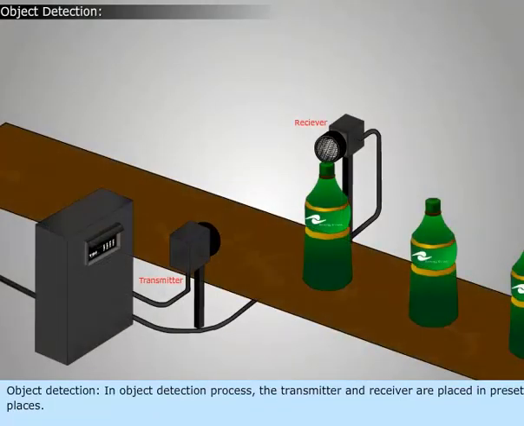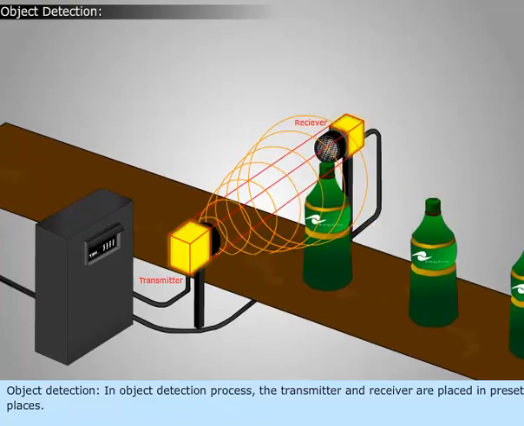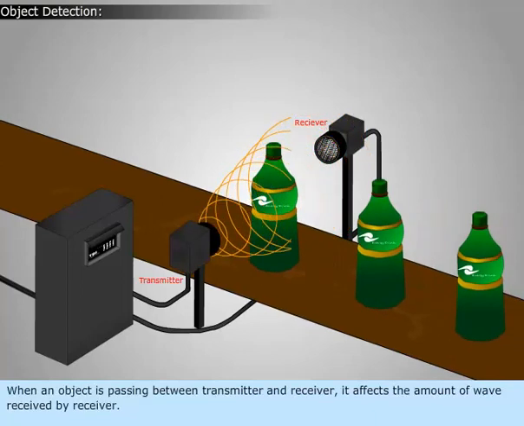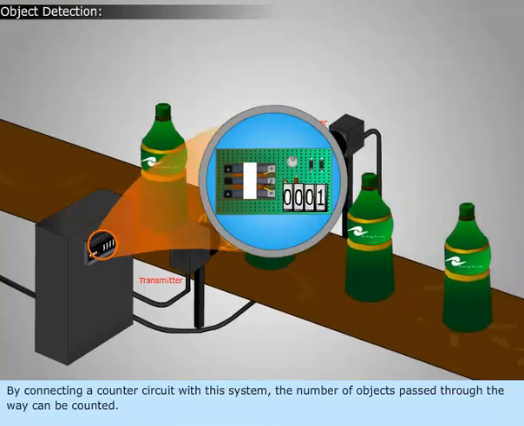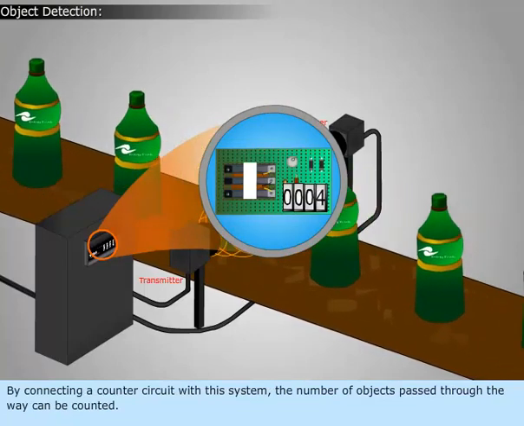Object detection. In object detection process, the transmitter and receiver are placed in preset places. When an object is passing between transmitter and receiver, it affects the amount of wave received by receiver. By connecting a counter circuit with this system, the number of objects passed through the way can be counted.